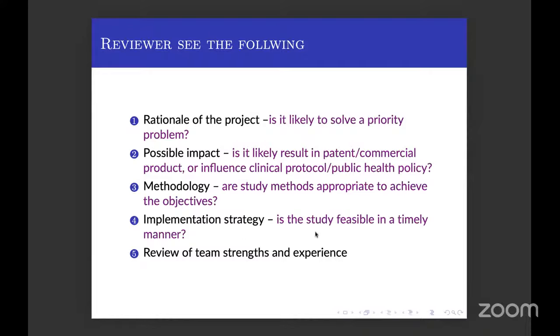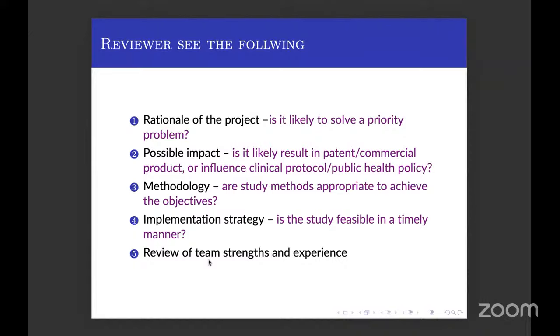Implementation strategy. Is this study feasible in a timely manner? If you have written a lot of things, for example, if I want to go to the moon and I'm not writing in a very convincing way that I'm going to the moon in 3 years of time, you will not get it. So that is the implementation strategy. Is this study feasible in a timely manner? Suppose you are giving 3 years, whether this can be achievable in 3 years or not. Then they will review your team strength and experience. So all these things the reviewer sees while evaluating your proposals.